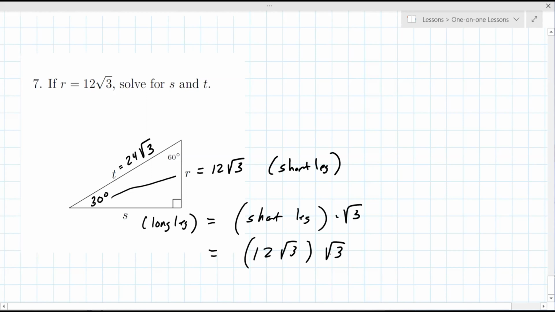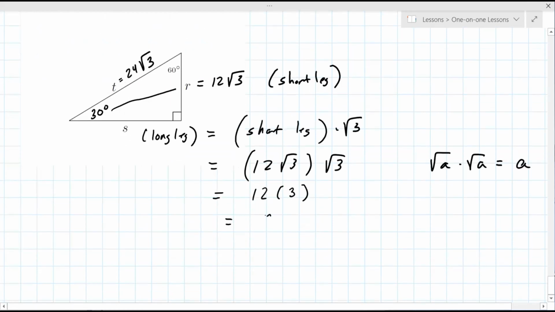Now we kind of did this in the 45-45-90 triangles. What is the square root of a number times the square root of the same number? That is both of the numbers multiplied under the square root, but then it reduces to just itself. Oh, okay. So the square root of 3 times the square root of 3 is the square root of 9, but what is the square root of 9? 3. And 12 times 3 is 36.